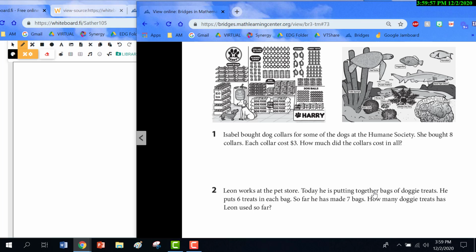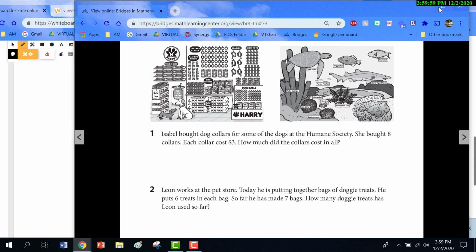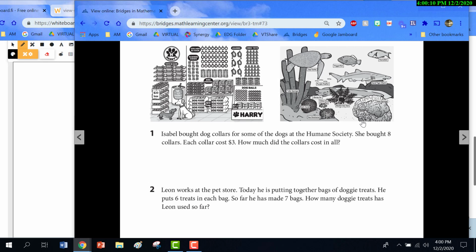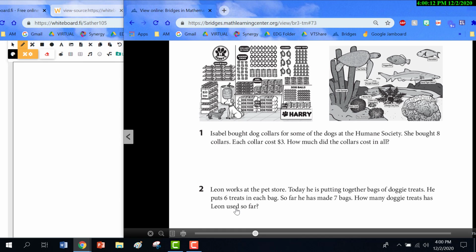So Leon works at the pet store. Today he's putting together bags of doggy treats. He put 6 treats in each bag. So far he has made 7 bags. How many doggy treats has Leon used so far? So we want to know how many doggy treats he's used. If I were you, I would start by drawing 7 bags and then deciding how many treats are in each one and adding them up or multiplying. So I want you to pause the video and solve this problem.